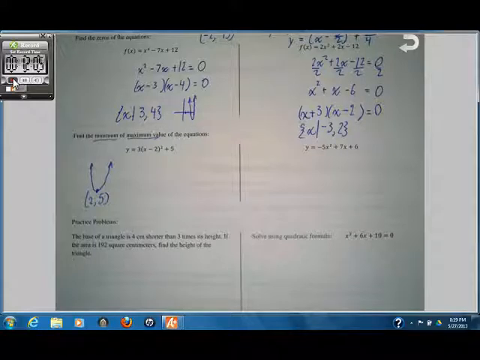Okay, so this one, 2, 5 is the minimum, and that's it. This one, not my idea of a good time. If I were you, I would graph this on a calculator.